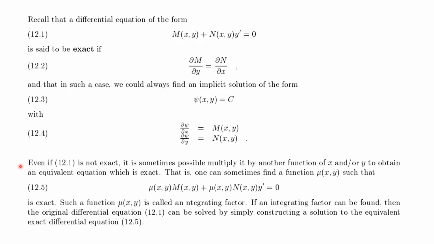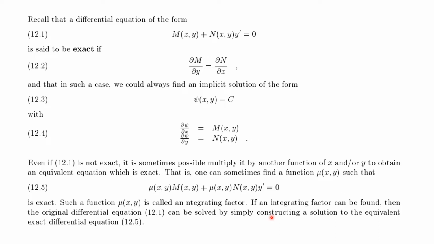Now, even if this equation up here is not exact, it is sometimes possible to multiply it by another function of x and y to obtain an equivalent equation, which is exact. That is, one can sometimes find a function, mu(x,y), such that mu(x,y) times M(x,y) plus mu(x,y) times N(x,y) times y prime is equal to 0, and this equation here is exact. Now such a function mu(x,y) is called an integrating factor.